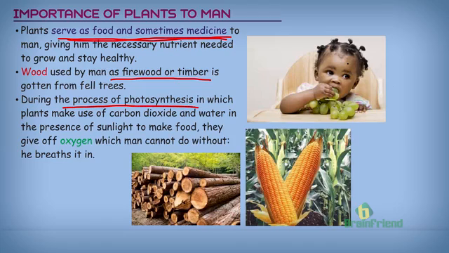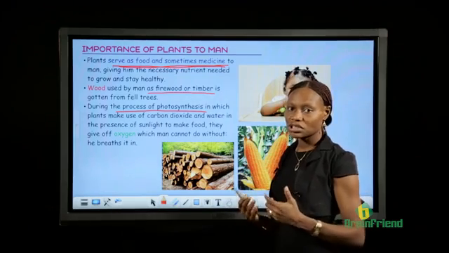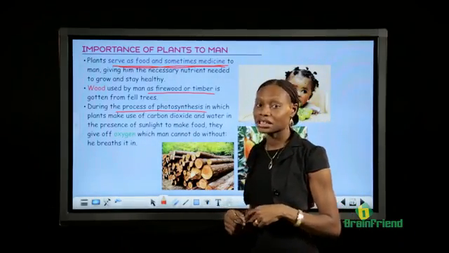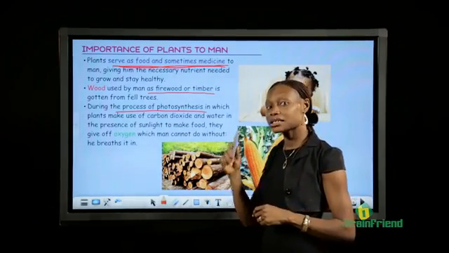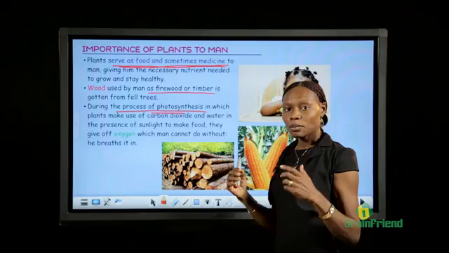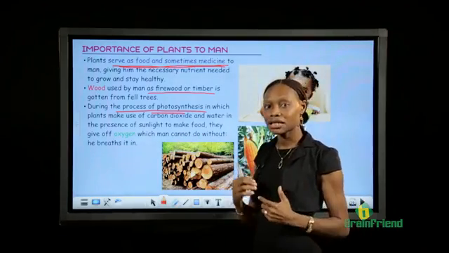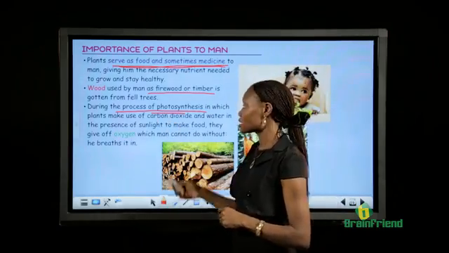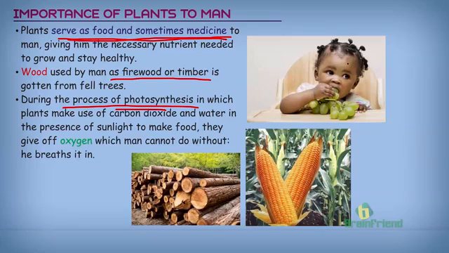Remember that plants undergo the process of photosynthesis in which they use up carbon dioxide. Remember I said carbon dioxide is harmful to man. In the process of photosynthesis, plants help us take this carbon dioxide from the atmosphere. So it uses up this carbon dioxide. And remember, it gives off oxygen that we need as man to survive.